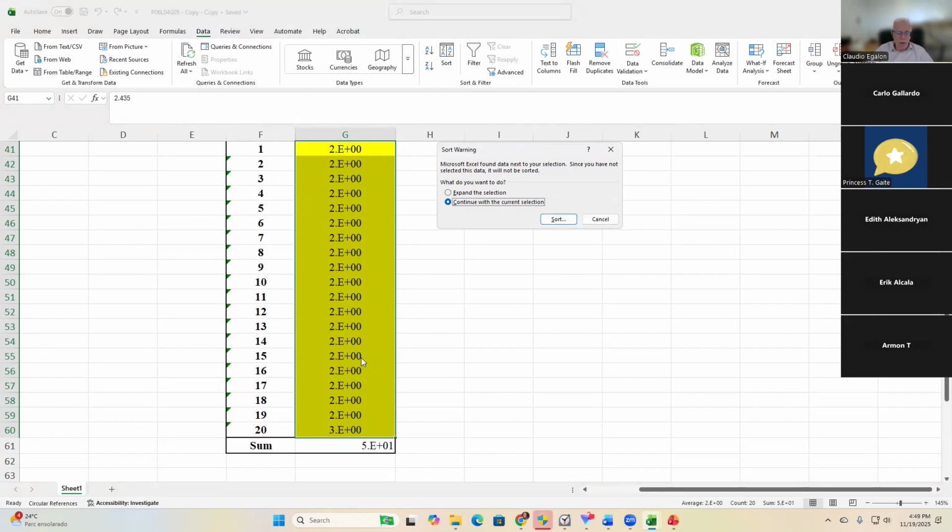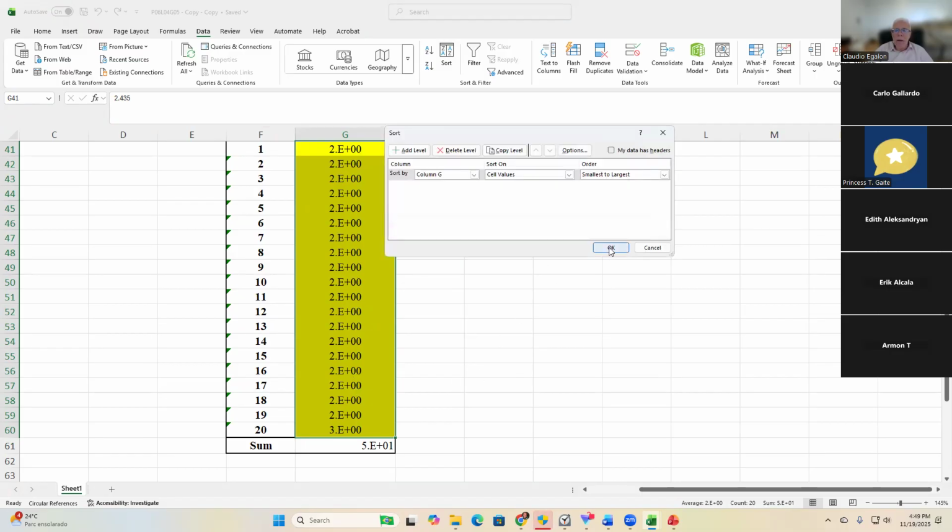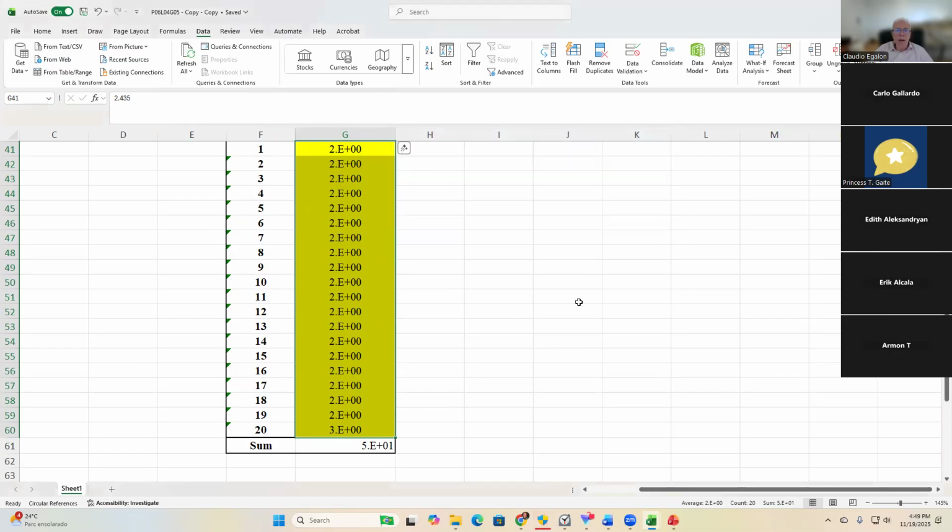So once you are sorting just one column, you have to tell Excel to continue with the current selection. Why does Excel do that? Excel expects you to select more than one column, okay? But in certain cases, like ours, you want to sort just one column, okay? The smallest to larger, and it sorted it. We don't see that being sorted because the numbers here are in exponential notation.